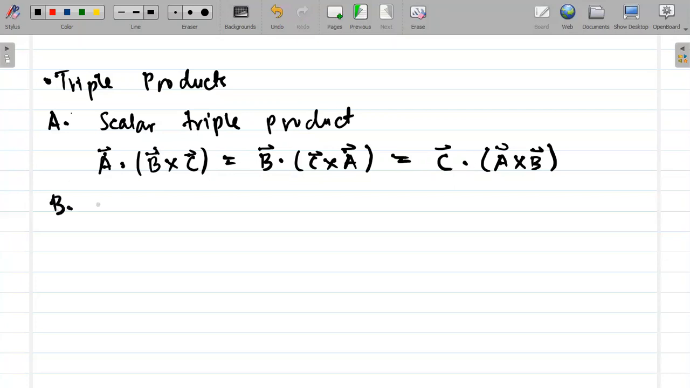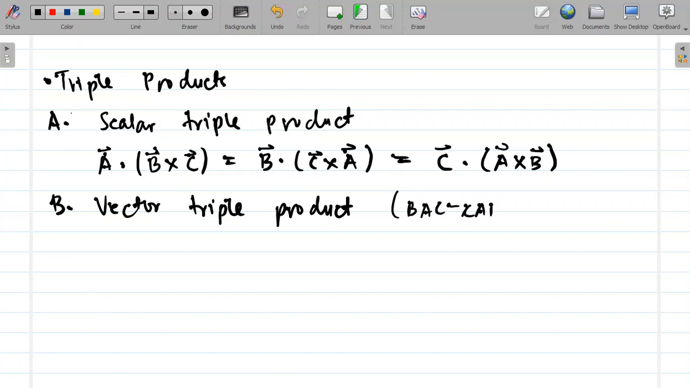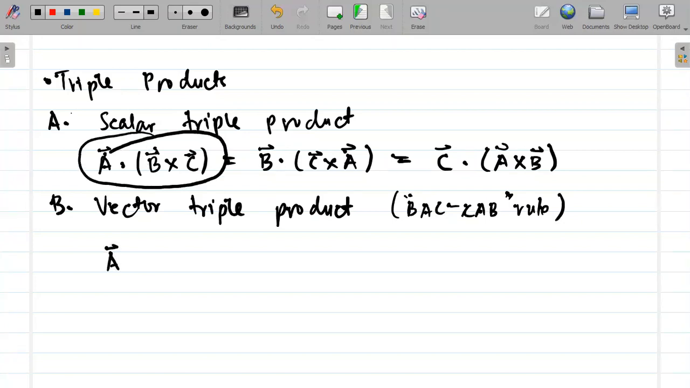Next, letter B, we have the vector triple product. So, this is also called the back-cab rule. So, ano bang sinasabi nitong ating back-cab rule? So, vector triple product. So, here, ang result naman natin vector. Di ba dito ang result natin scalar? Kasi vector dotted with a vector, scalar ang result niyan.